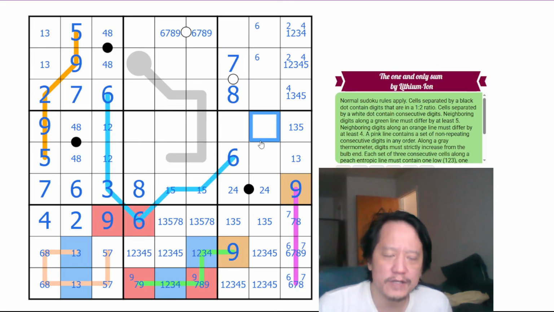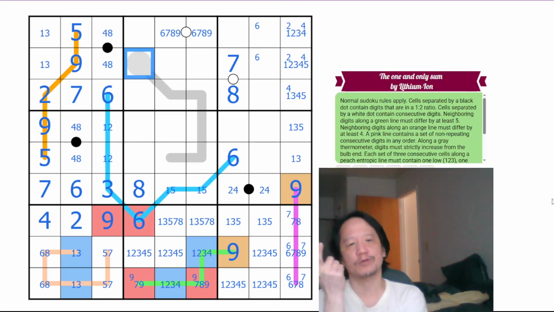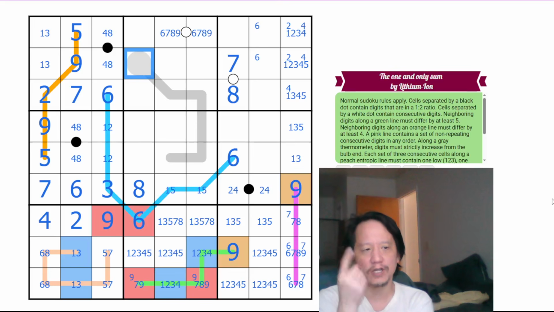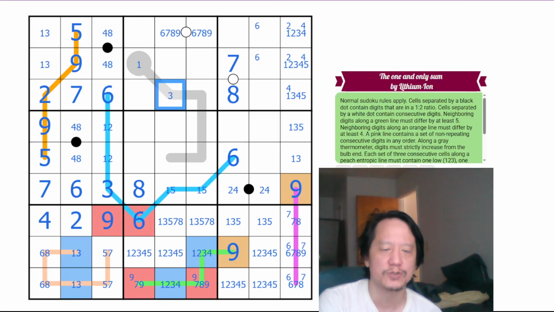Okay, so let's go along this long thermometer and try to figure out what they can be. What I like doing with long thermometers is looking at the bulb, going to the tip, looking at the smallest possible digit, then going back from the tip to the bulb, looking at the largest possible digit, and filling out the cells that way. So this could be 1, because that's the smallest digit. This cannot be 2 because of 2 in the row, and it has to be greater than 1, so this must be at least 3. This is greater than that cell there, so it's 4 at least.